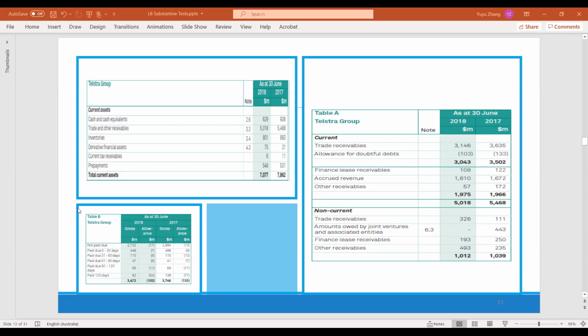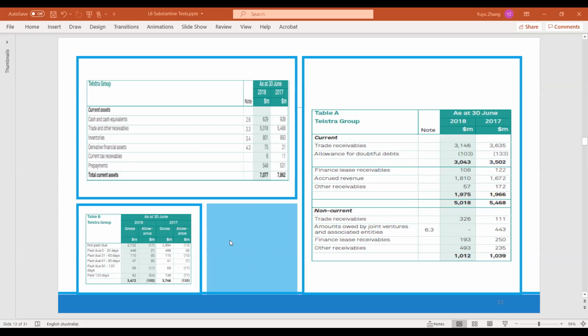Maybe focus on the amount owed by joint ventures. Yep. So this might not be a high risk part, but at least we need to get the explanation to understand why. The amounts owed by joint ventures have disappeared this year, right? Mm-hmm. So anything interesting in this part?